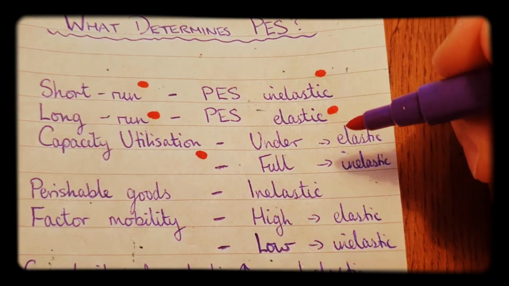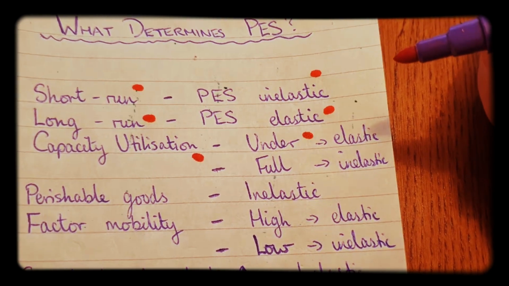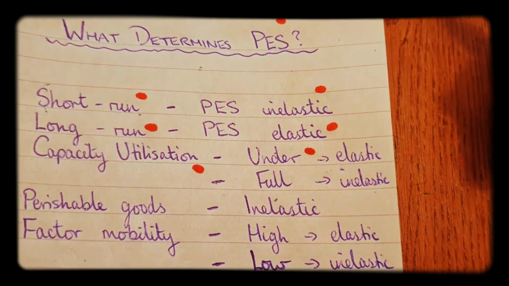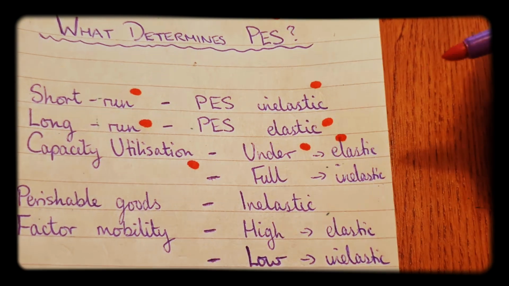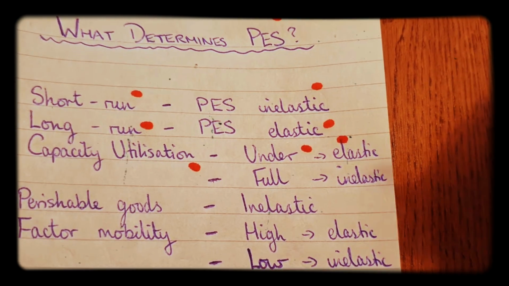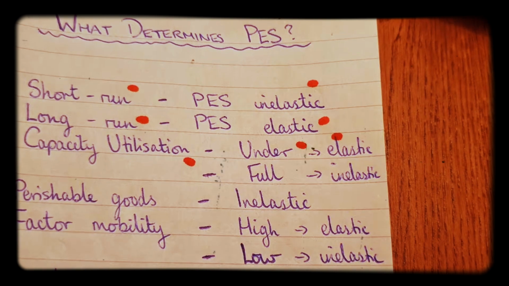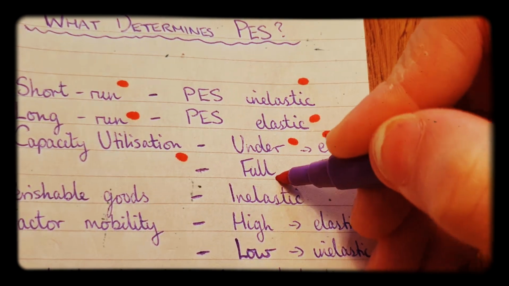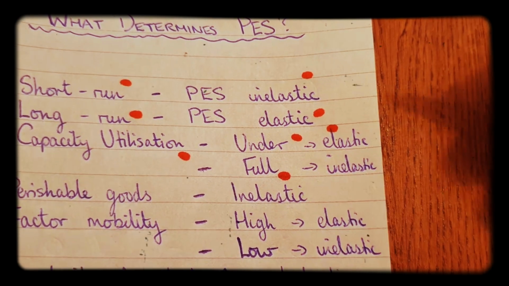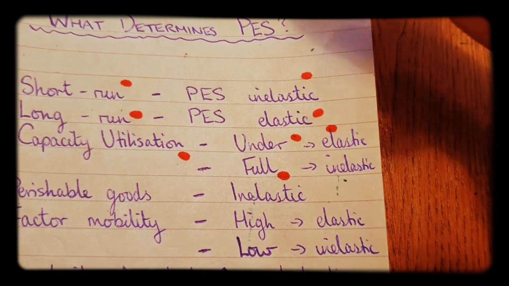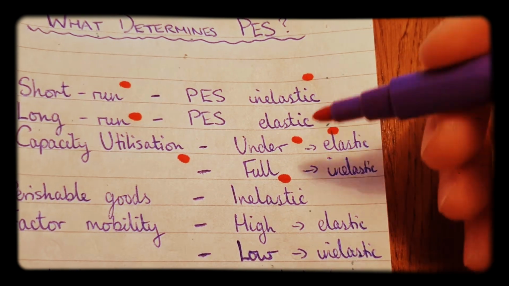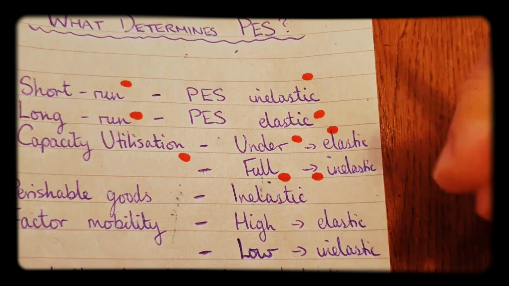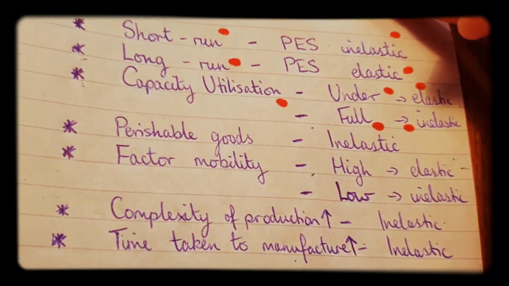Another one is capacity utilization. So if a firm is underutilizing their capacity, let's say, for example, they're at 50% capacity, then any increase in demand is going to lead to an increase in production very quickly. However, if the firm is at full capacity, so they're using all their factories, their machines and their labor at full capacity, then it's going to be inelastic. They're going to be unable to increase their supply any further past this point.